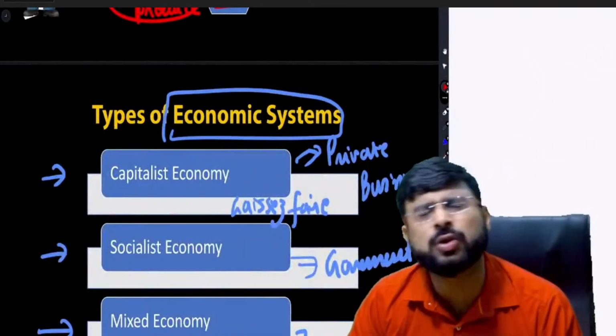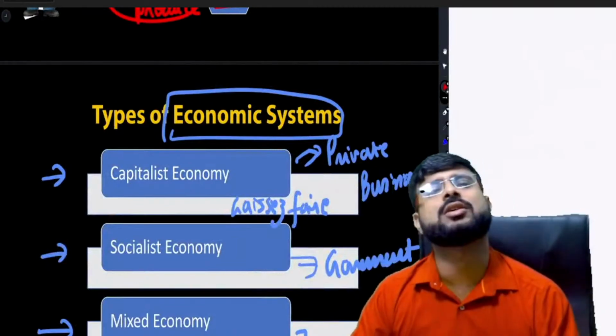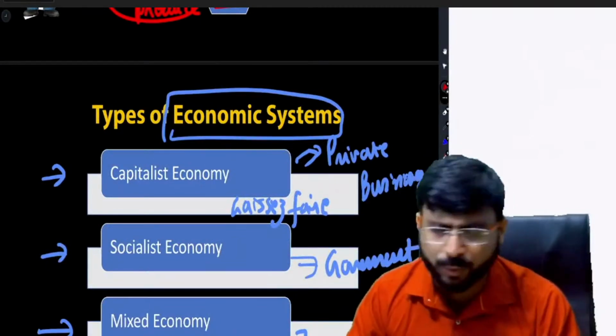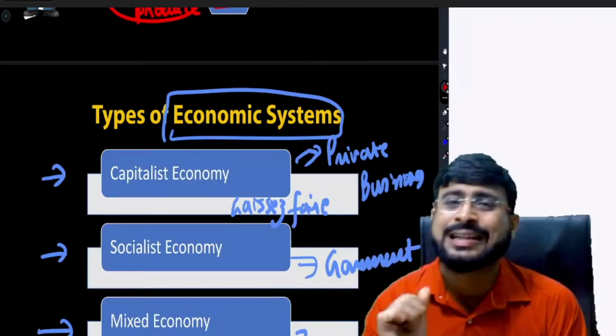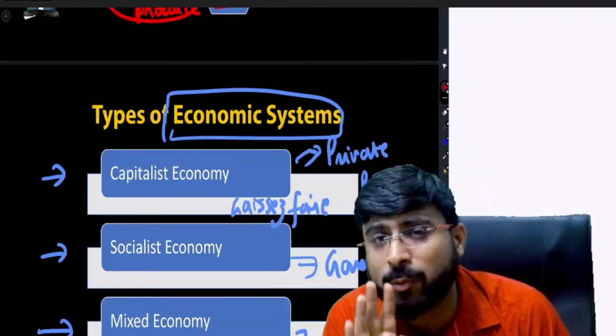What to produce and how much to produce, how to produce, for whom to produce, and economic growth provision. These are the four major problems of economy.